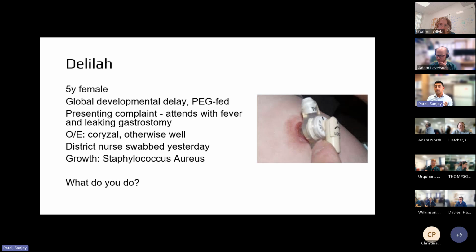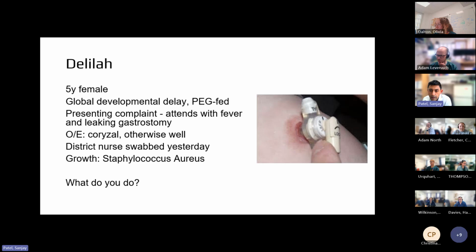Good. What's nice is that there's a split of votes. That's why these polls are quite interesting. And I think this demonstrates a really important point, which is understanding the normal flora of the body is really important if you want to interpret microbiology results.